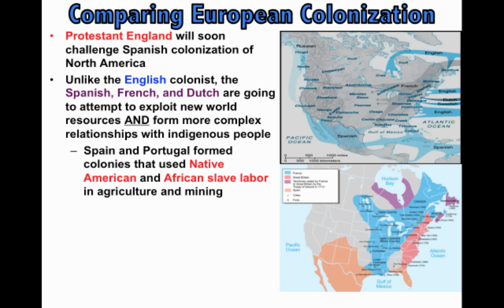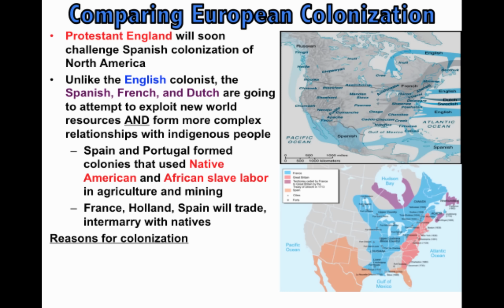So although Spain and Portugal were the first to form colonies that used Native American and later on African slave labor in areas such as agriculture and mining, it's important to note that France, Holland, or the Dutch, and Spain will trade and intermarry with Native Americans, whereas England will not be interested in these much more complex relationships.